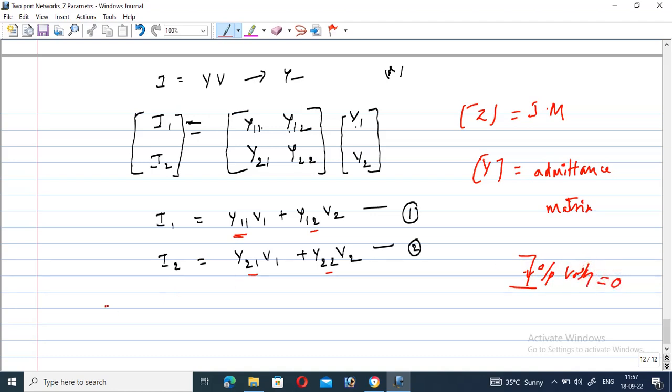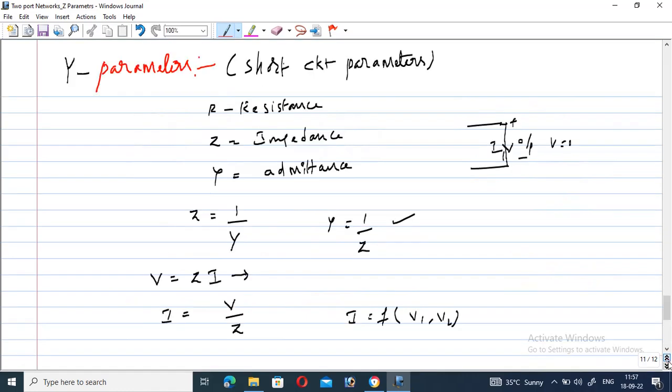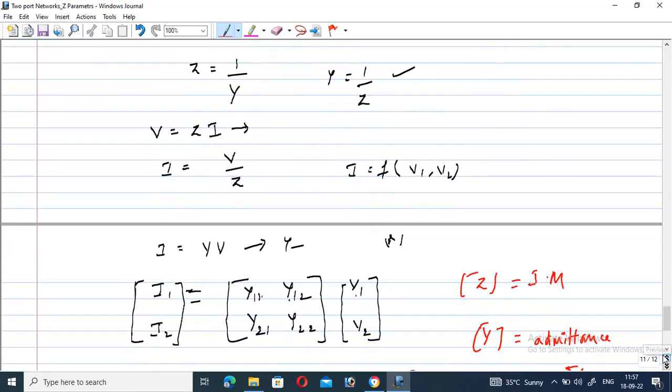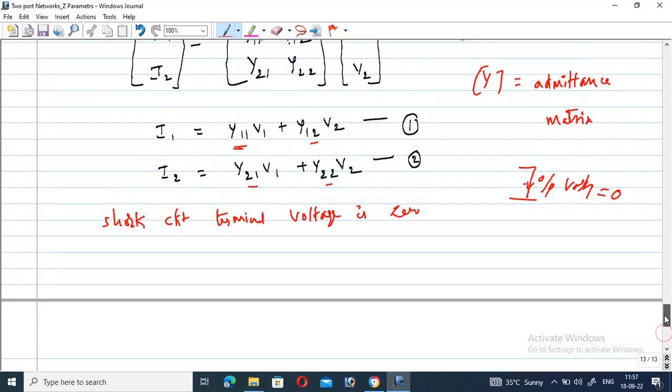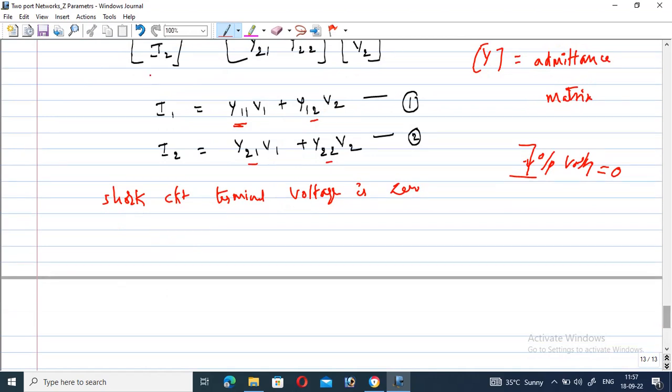So it is very important. At the short circuit terminal, voltage is 0. So from this idea you can represent the above equation as I1 is equal to y11 into v1.